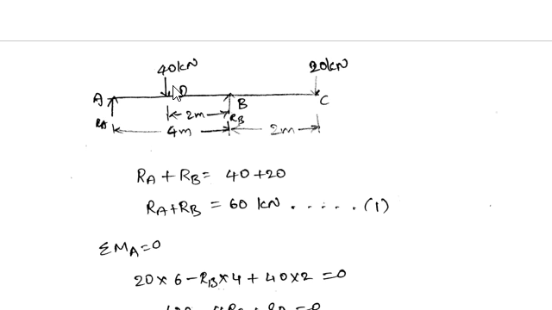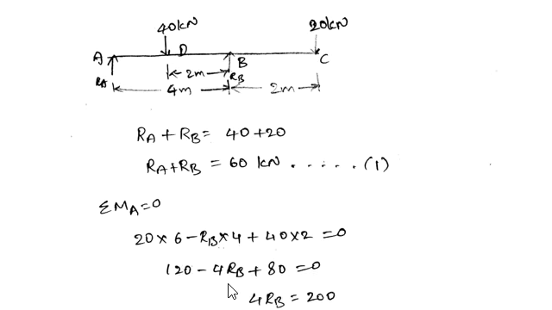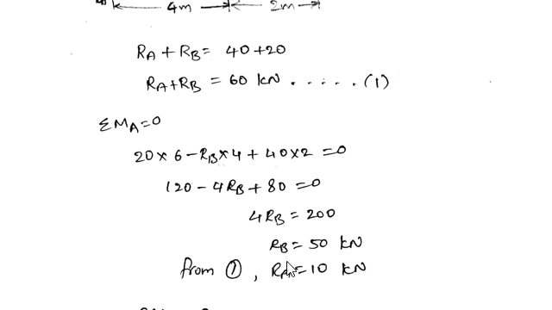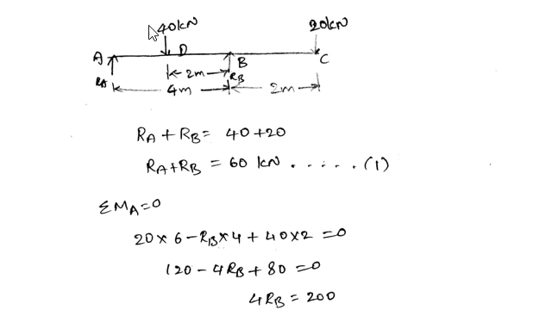If you observe the diagram, this is 2, so we have 40 into 2, and this will create a clockwise moment, so we have taken it positive. If you simplify, this is 120 minus 4 times RB, plus 80, so 4 times RB is 200, that is 120 plus 80, and RB is 50 kilonewtons. If RB is 50, RA is nothing but 10 from equation number 1. So RB we got as 50 kilonewtons and RA as 10 kilonewtons. These are the reactions at points A and B.